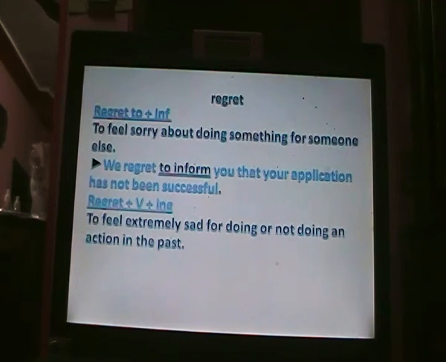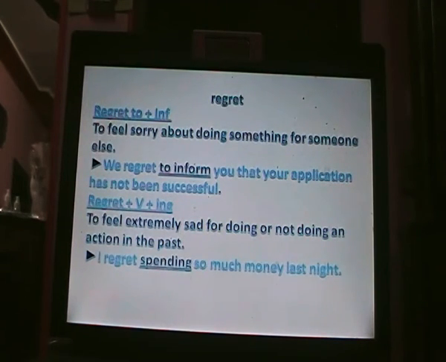Regret gerund, to feel extremely sad. يشعر بالحزن الشديد for doing or for not doing an action in the past. عشان فعل أو لم يفعل شيء فين في الماضي. I regret spending so much money last night. هو صرف وبيندم أو حزين إن هو عمل كده. I regret spending so much money last night.